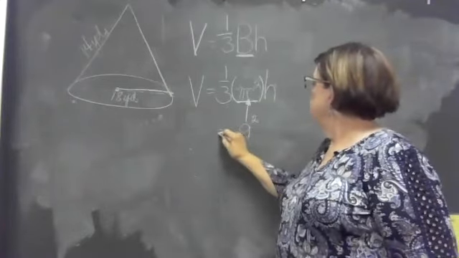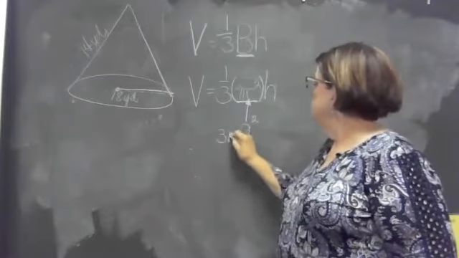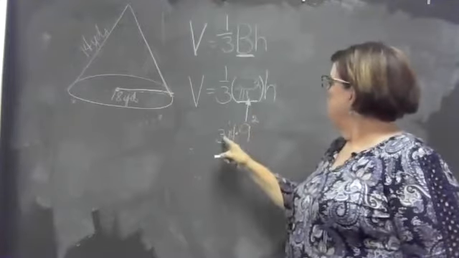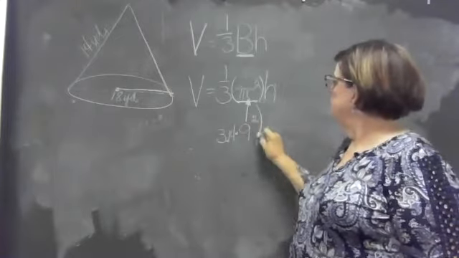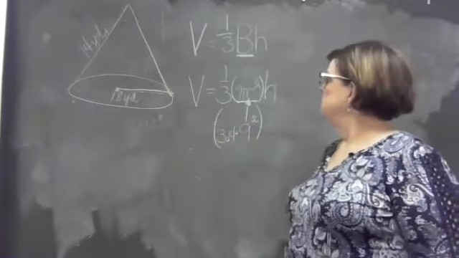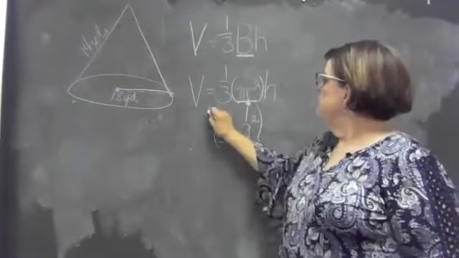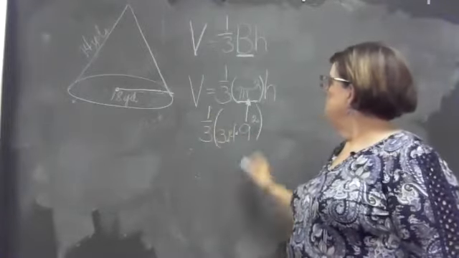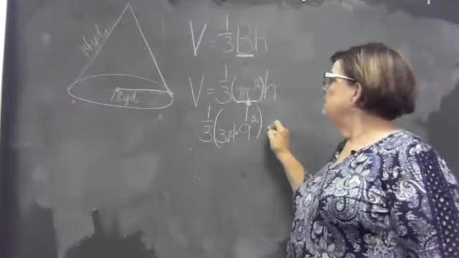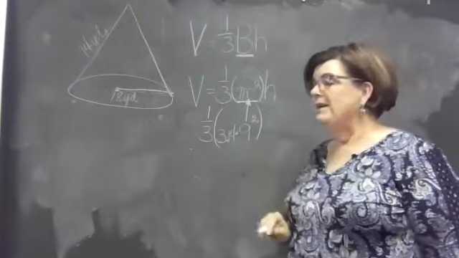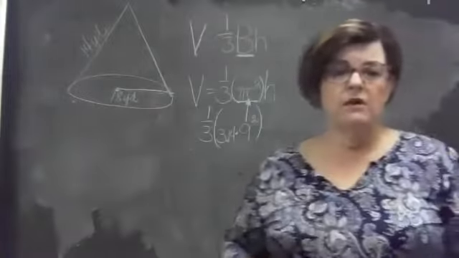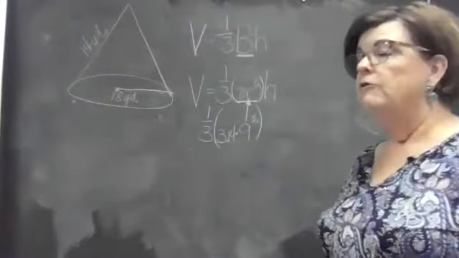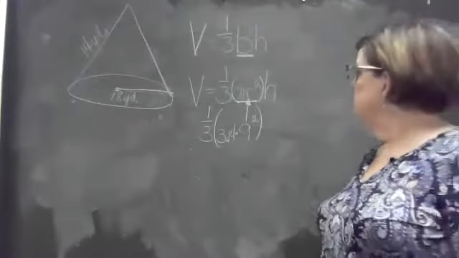times 3.14. Pi r squared. And then we know we have to take that times 1/3. And we have to take it times the height. But again, be very, very careful, because 14 is not our height. 14 is not the height.